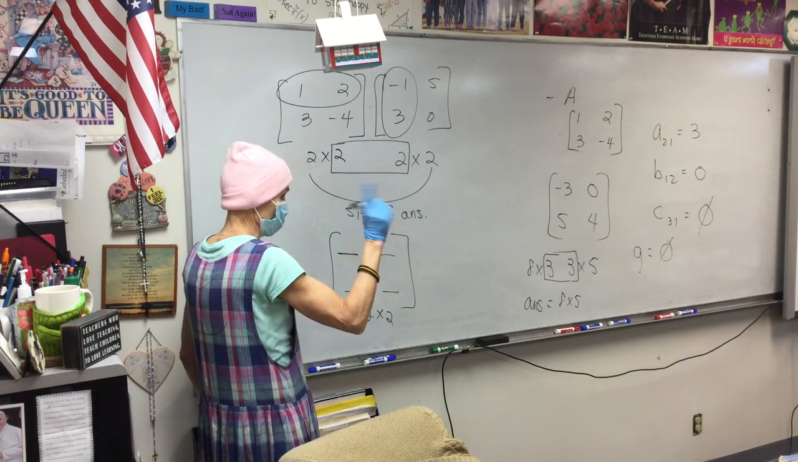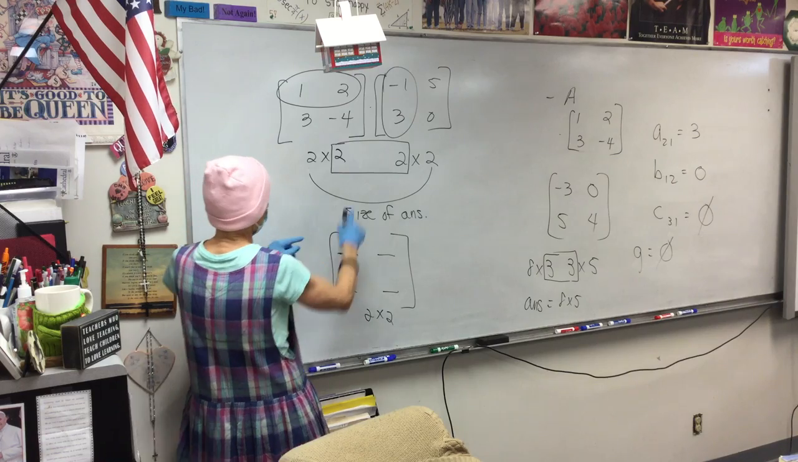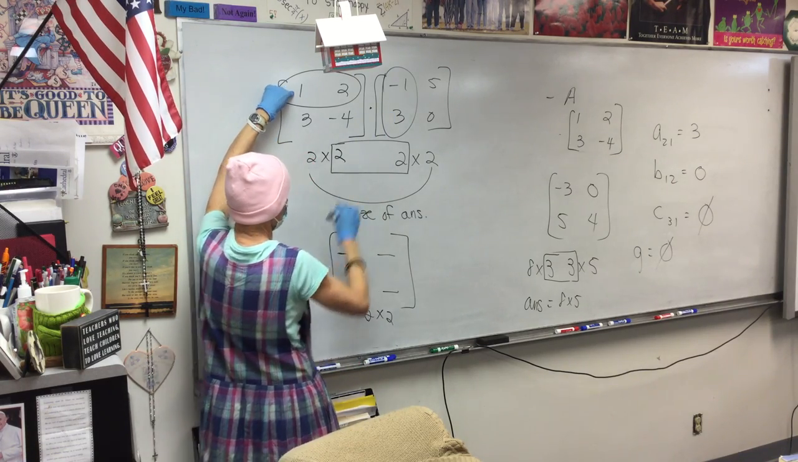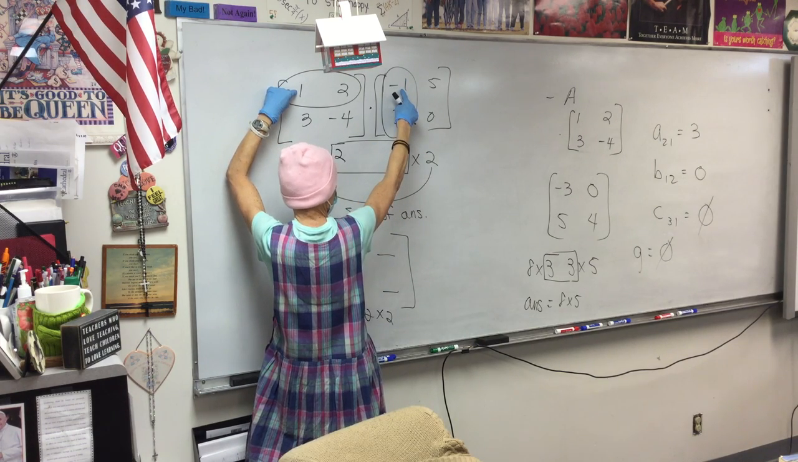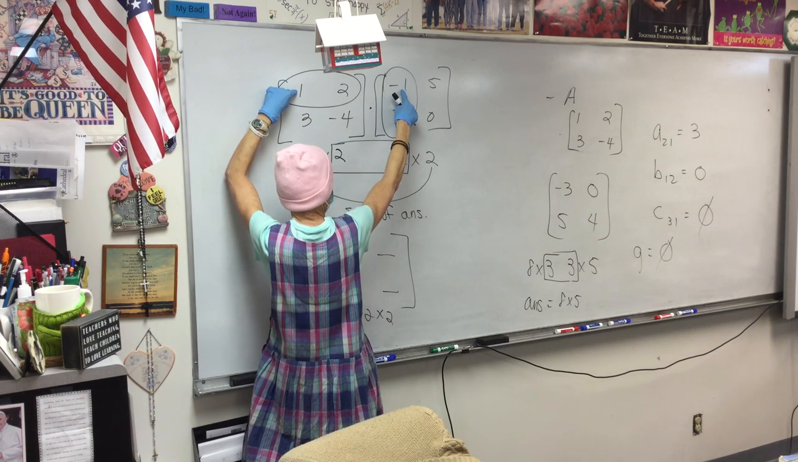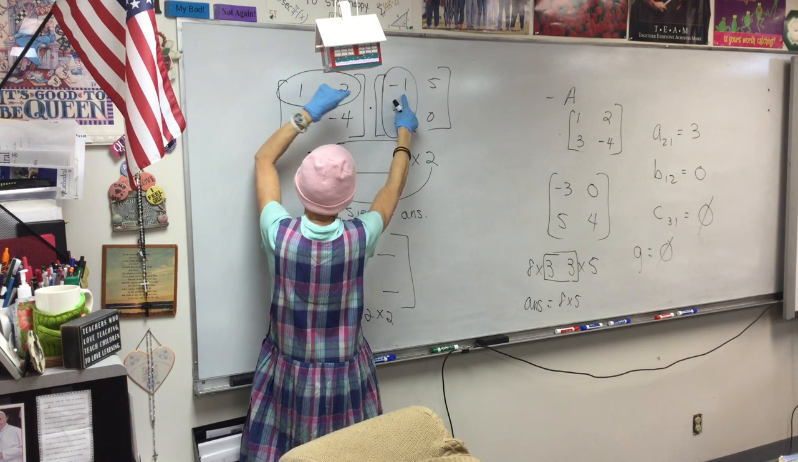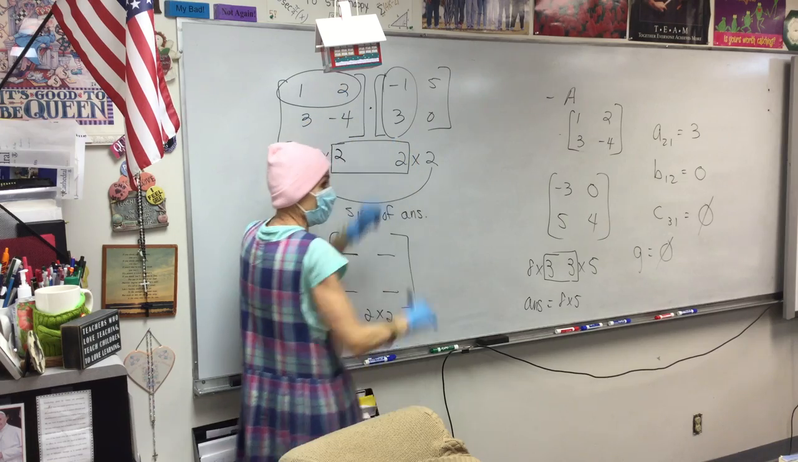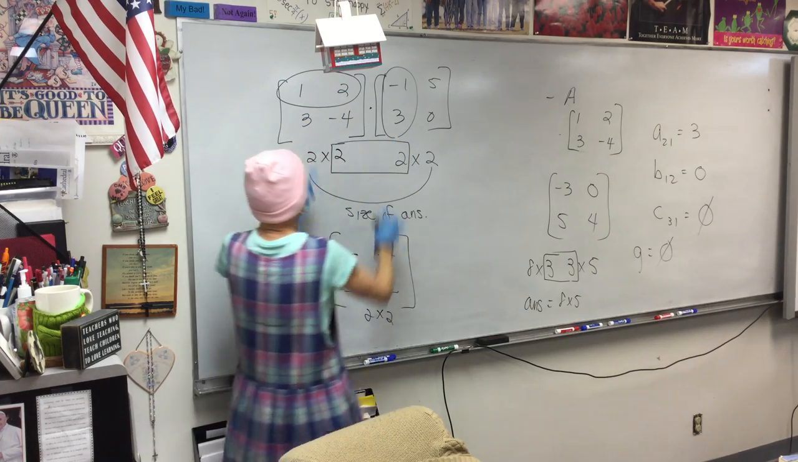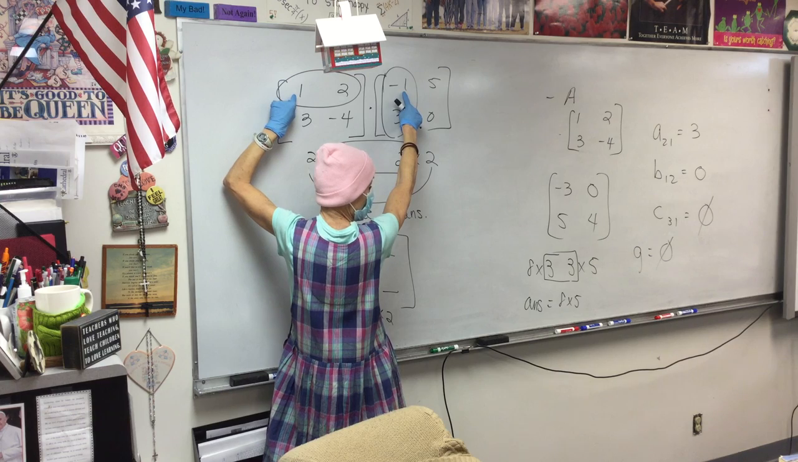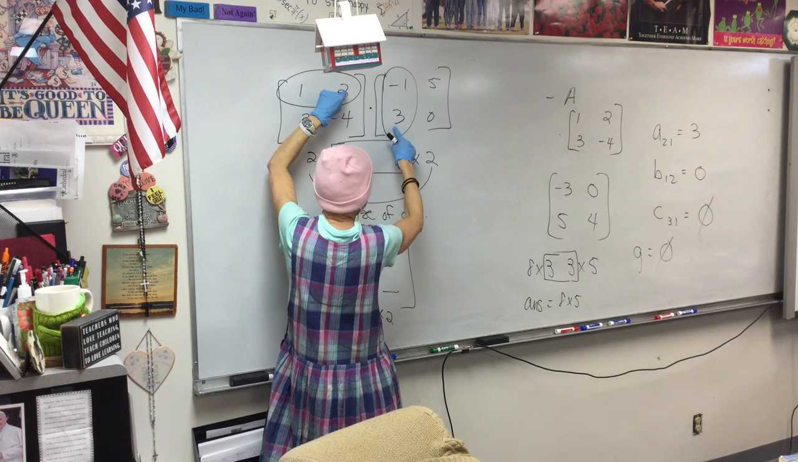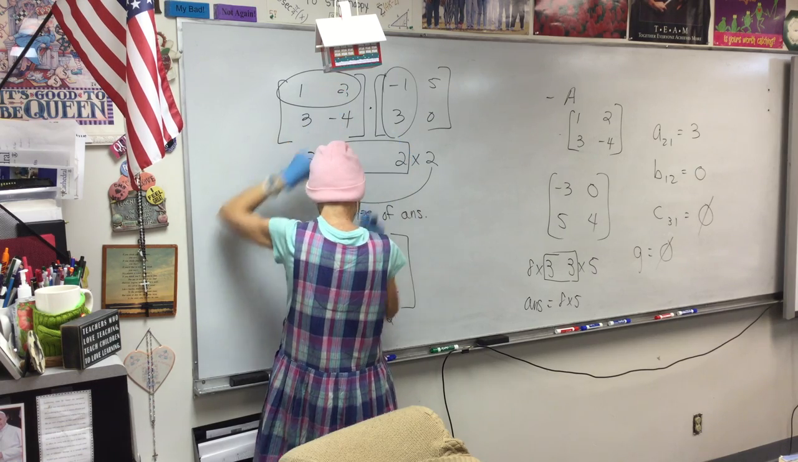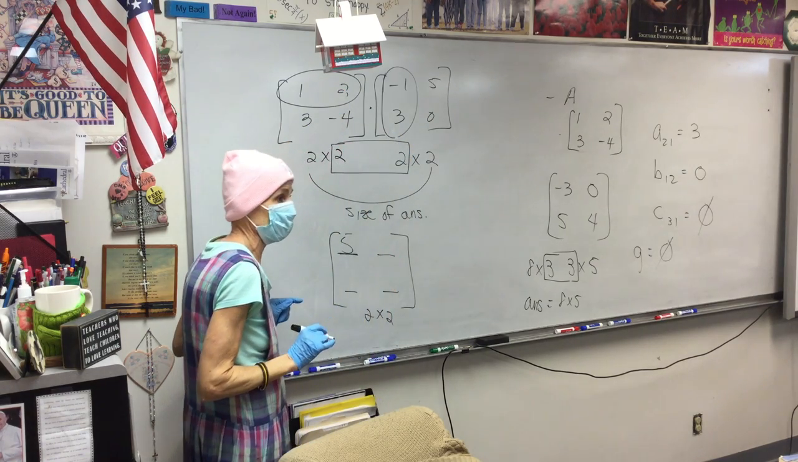Now I am going to multiply, because remember, this is a multiplication problem. The first number here times the first number here. And then I'm going to multiply the second number times the second number. And then I'm going to add them together. So what do I get? I get a negative 1 and a 6. And when I add them together, I get, and that's what goes in that spot.